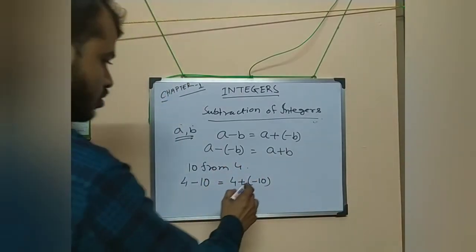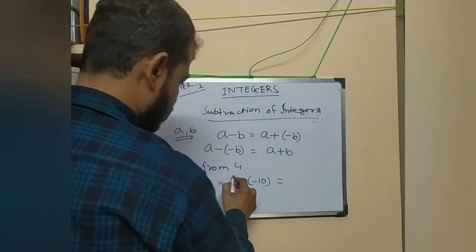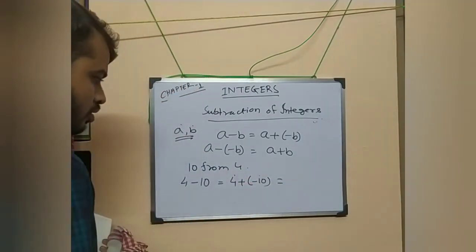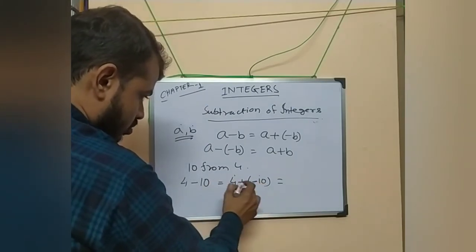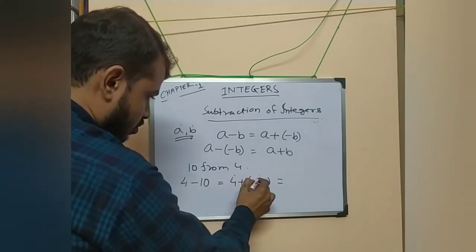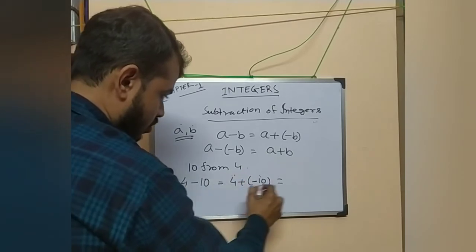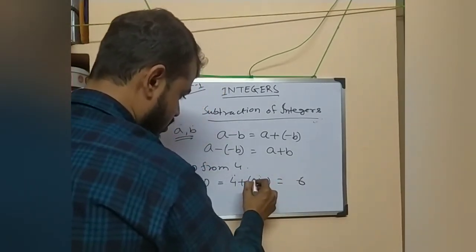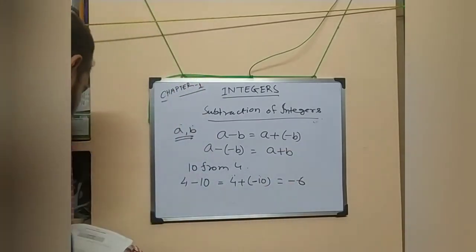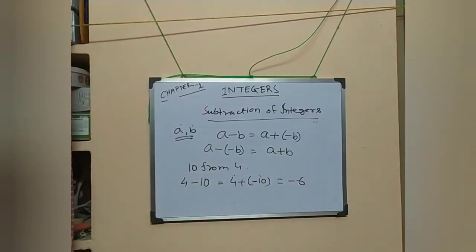Okay, so we know for any two integers, if one is negative and one is positive, then we take the difference between them. So 10 and 4, the difference is 6, and here 10 is greater, so this is also minus 6.